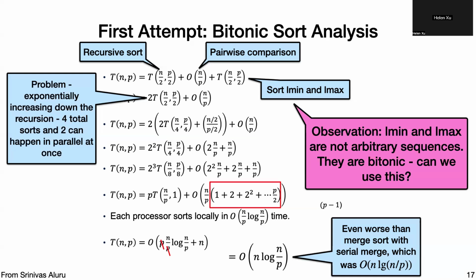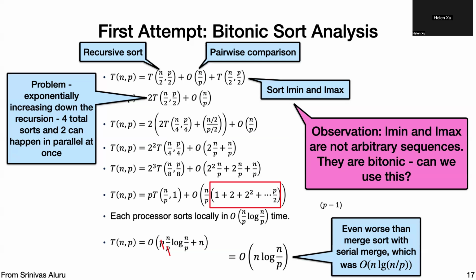And the main observation in Bitonic sorting is that L min and L max are also not arbitrary sequences. So when we did this thing, this would work no matter what structure L min and L max have, as long as they have the property that everything in L min is smaller than everything in L max, you could just sort them and you would be done. They would just be in order. However, we're going to try to leverage some property of L min and L max to make this part smaller, because as you can see, this is not working out.